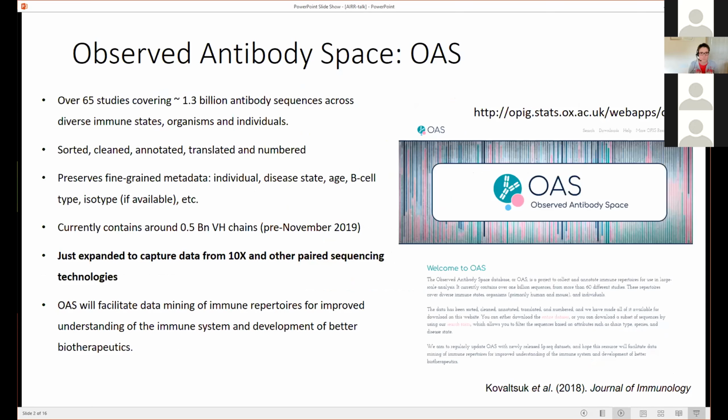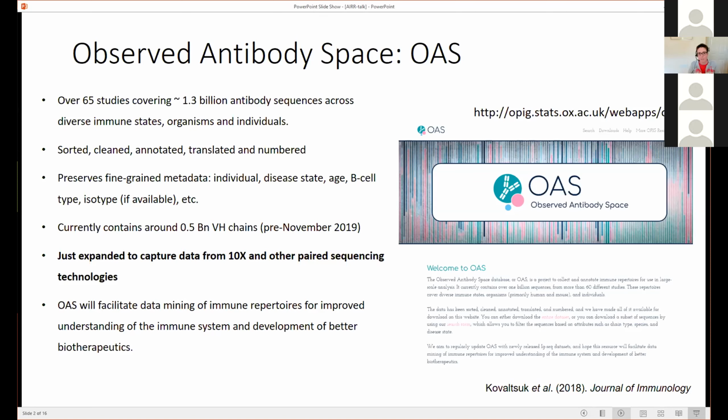I'm going to start by mentioning a tool or a database which I hope at least some of you are familiar with, which is our Observed Antibody Space. This contains now a large number of studies across diverse immune states, organisms, and individuals. And the big thing for us was to take the data so that we could look at it from this structural point of view. So to sort it, clean it, and annotate it, and in particular, translate it and number it, because in that state, you can then move on to doing lots of other types of analysis. And it preserves all of the fine-grained metadata.